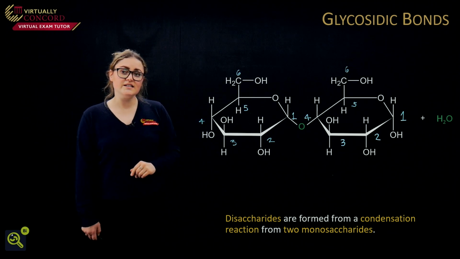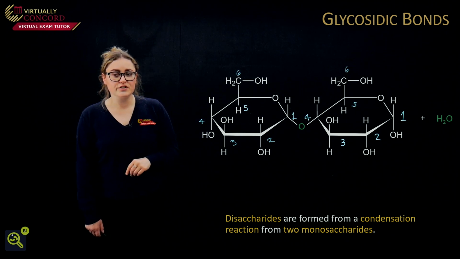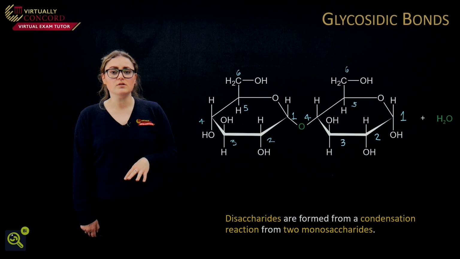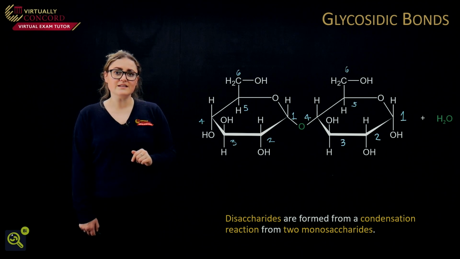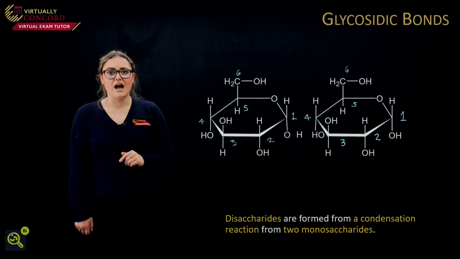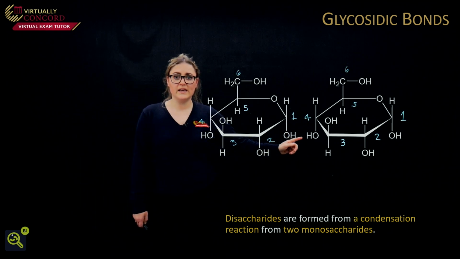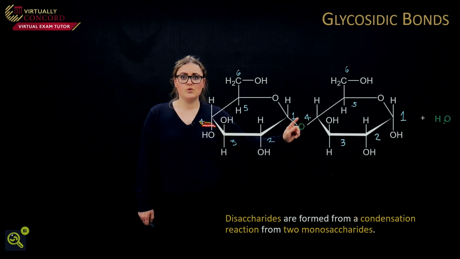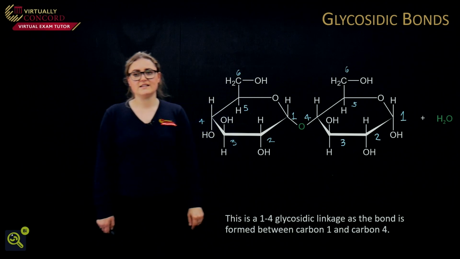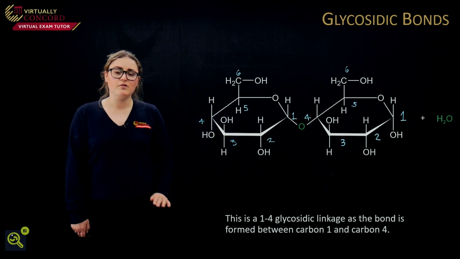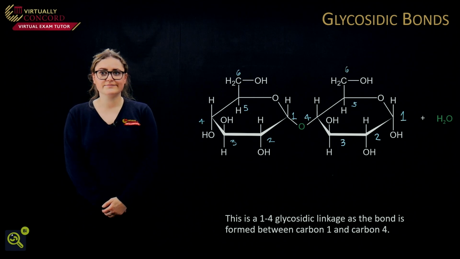Now, there are alternatives. If we're having a look at a glycogen polysaccharide, for example, we could also have 1-to-6 glycosidic links. But in this case, we are just going to have our 1-to-4 because it's forming here, between carbon 1 and carbon 4. So they are 1-to-4 glycosidic links, whereas we could also have 1-to-6 glycosidic links.